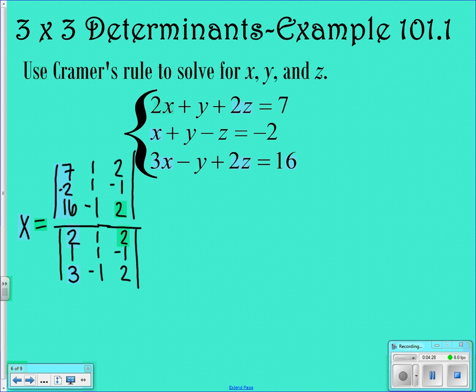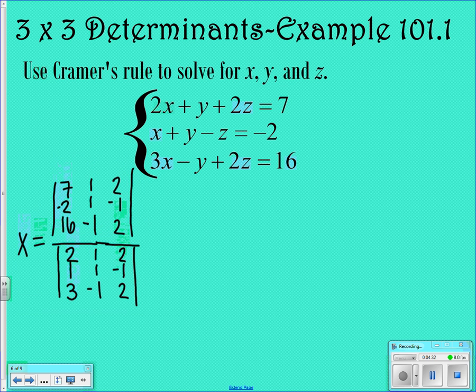From here, you are going to take the first 2 columns and write them duplicated right after your third column. So I just copied my 2, my 7, negative 2, 16, 1, 1, negative 1, and I'm going to do the same thing in the denominator.